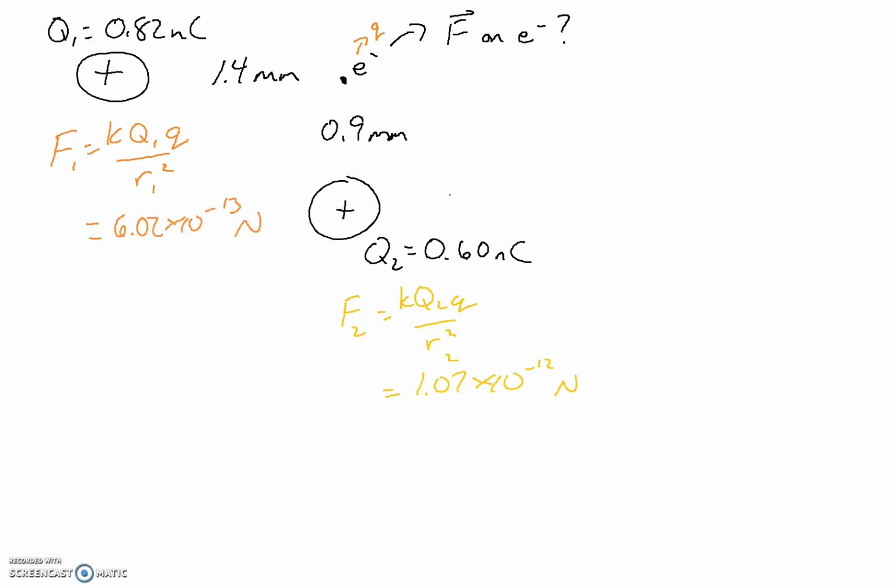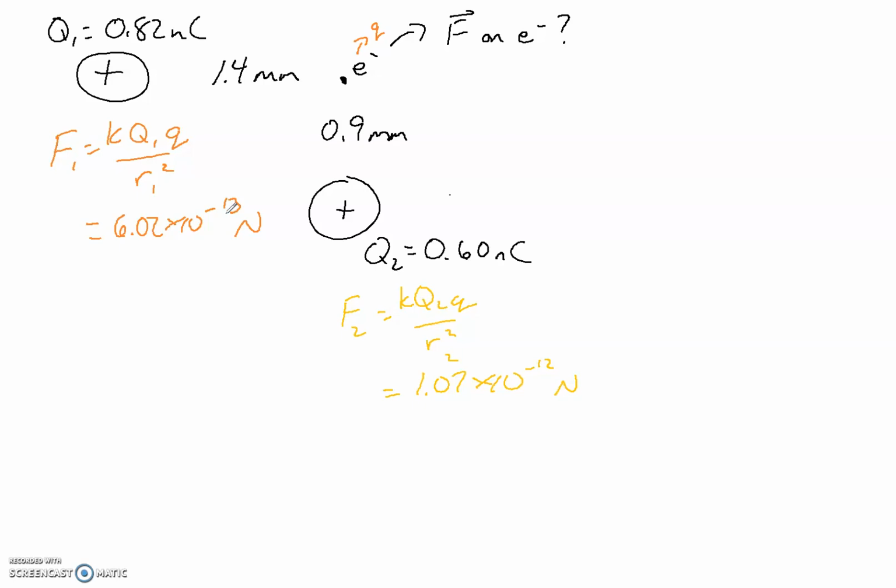Okay, so for force 1, I got 6.02 to the negative 13. Force number 2, I got 1.07 to the negative 12. And we can look at a couple other things. First of all, when I do this, I like to have my powers of 10 be the same. So I would prefer to rewrite either this one to the negative 13 or this one to the negative 12 to keep things nice.